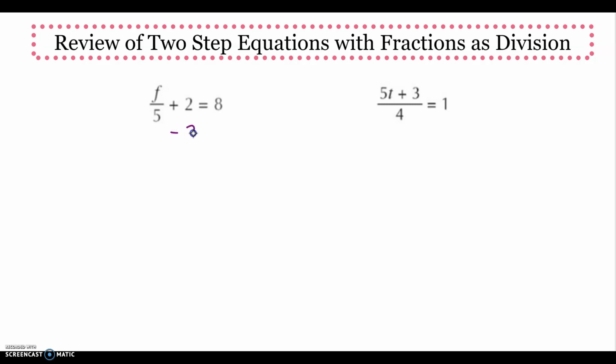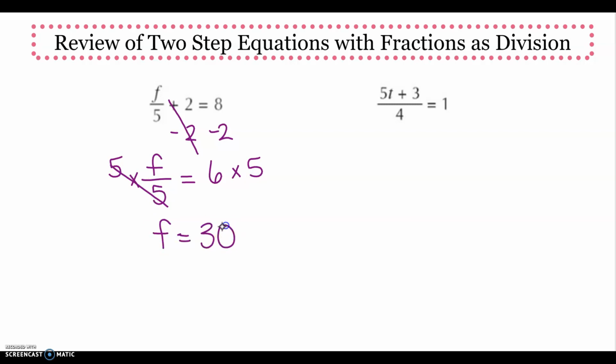So we're going to start by subtracting 2 on both sides, and we're left with f over 5. We know that the 2 cancels out due to our additive inverse property, equals 8 minus 2, which is 6. This shows division, f divided by 5. So in order to get rid of that 5 in the denominator, we're going to multiply by 5 on both sides. These cancel. We're left with f is equal to 30.